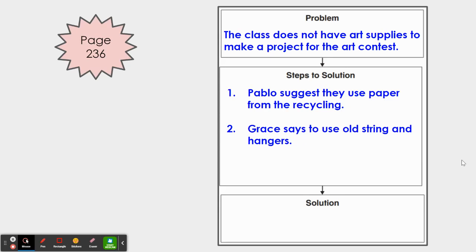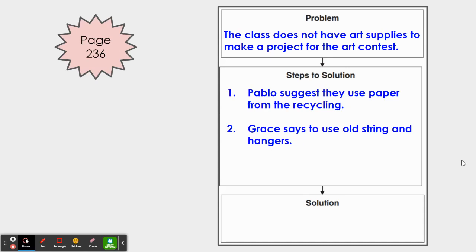Okay, and now we are on to our solution. So they want to make a project for the art contest. So far, they have paper, string, and hangers. Second graders, can you remember what the class ends up making for the art contest? If you can't remember, I want you to go back and listen to the story one more time and pay close attention to what the class makes out of these materials. That will lead you to the solution.